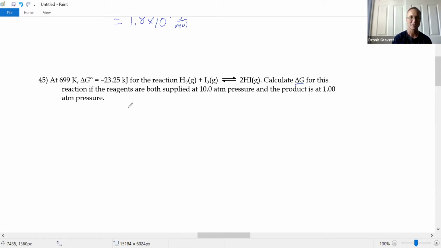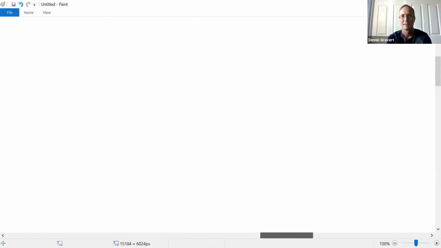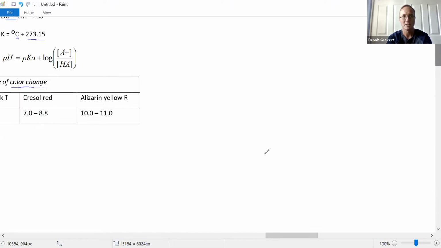So remember, at equilibrium, your equilibrium constant equals products over reactants. Not at equilibrium, we say you have the Q, the reaction quotient, that's still equal to the products over the reactants. Okay. We want the Q. We don't know if that's at equilibrium or not. Where is it? It's up here.